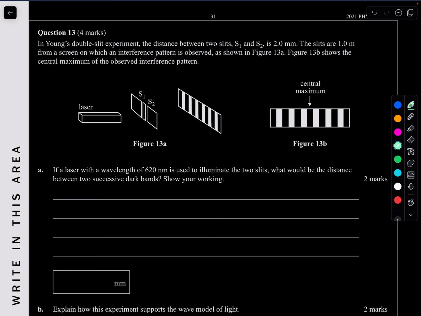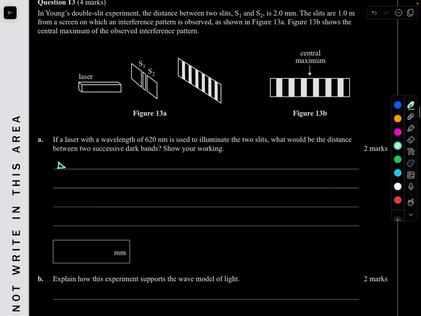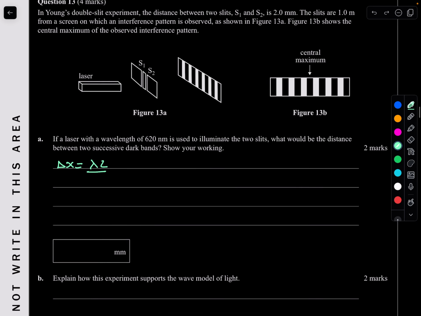So we just want to find the change in x. We know that change in x is the wavelength times the length between the slits and the screen, divided by the distance between the slits. Your wavelength is 620 times 10 to the negative 9, making sure it's in meters. The length between the slits and the screen is 1 meter, and the distance between the two slits is 2 millimeters, so make sure it's times 10 to the negative 3 to make it into meters.